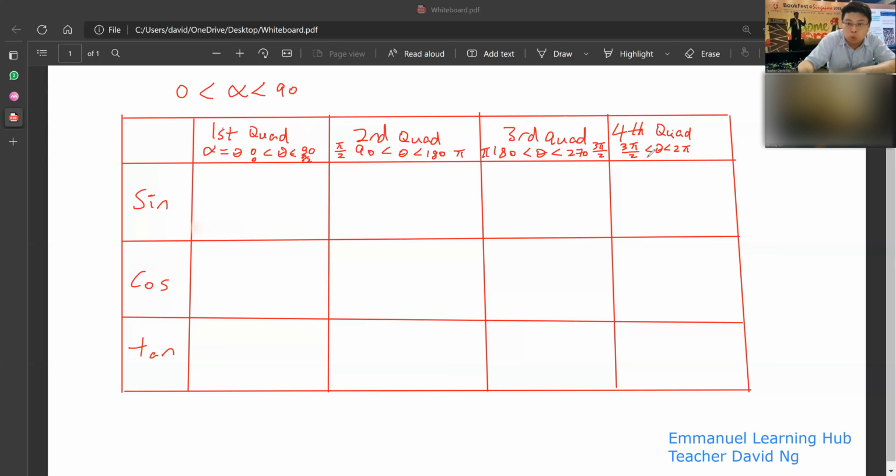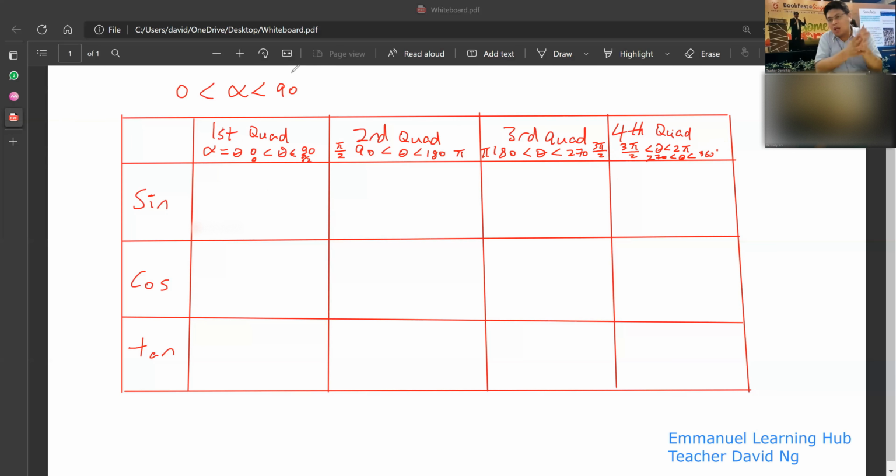Okay, 3 pi over 2 to 2 pi, so 270 to 360. Do you clear what I mean? So you need to be familiar with your radian measure also, not just degree measure. You need to be familiar with both. Okay, first quadrant, right?